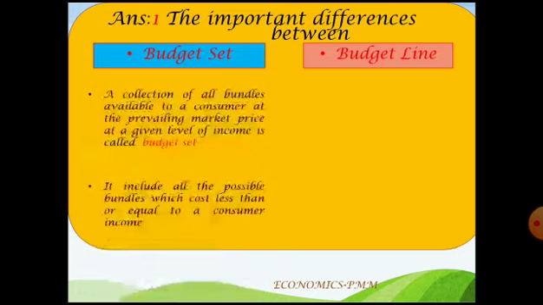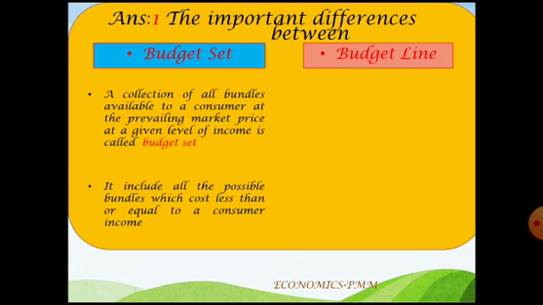Budget set is nothing but a collection of all bundles available to a consumer at the prevailing market price at a given level of income. In short, it is all the combinations of goods available for the consumer in the market. It includes all the possible bundles which cost less than or equal to a consumer's income.